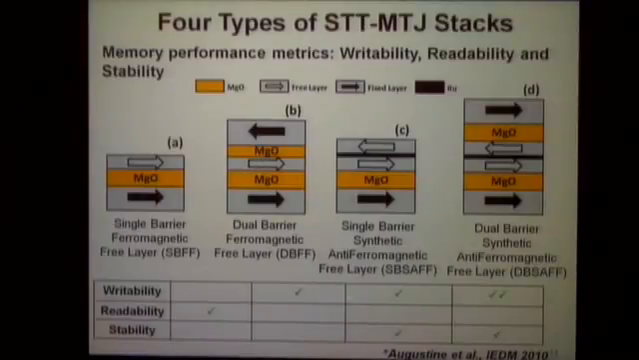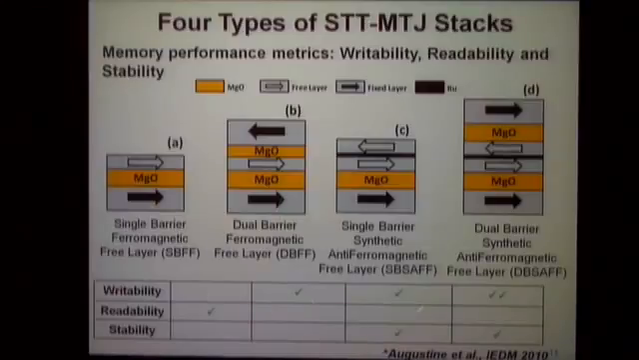If I write a table, this one will have better writability. This is another structure where the free layer has been replaced by what is called a synthetic antiferromagnet. So this also has good writability. And finally, we have a dual barrier with a synthetic antiferromagnet. This has very good writability. As for readability, this one has the best readability. This is not very readable with dual barrier structures because you tend to lose a lot of the TMR.